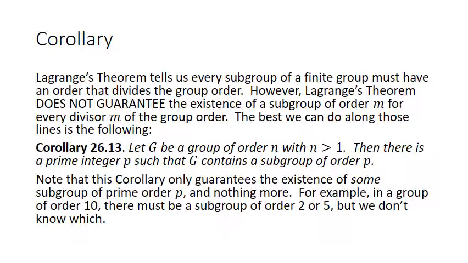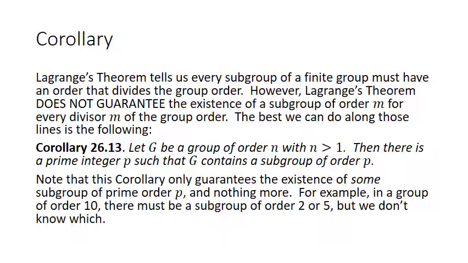So the best guarantee that we get along those lines of existence is the following, corollary 26.13. Let G be a group of order n with n greater than 1. Then there is a prime integer p such that G contains a subgroup of order p. So all this corollary guarantees is the existence of some subgroup of prime order p and nothing more. You don't know what p is. Of course you know that p must divide n because of Lagrange's theorem, but you don't know which prime it is if there's more than one that divides n. That's pretty frustrating in some sense, but this is the best that we get for general groups.